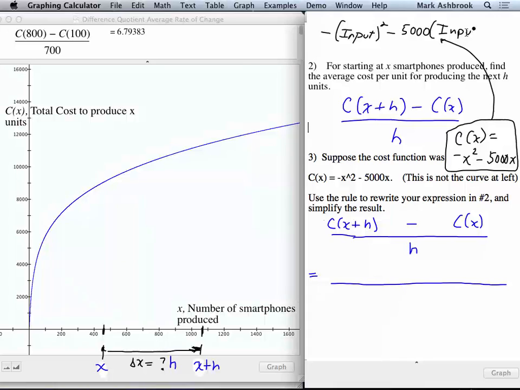Here's another way to think of it. That's what that rule, C of X, that's what that rule is saying.